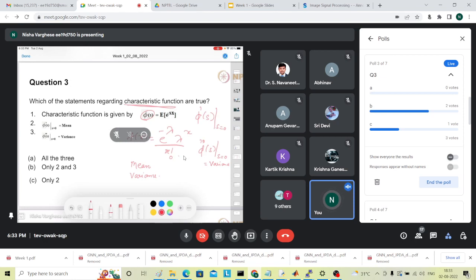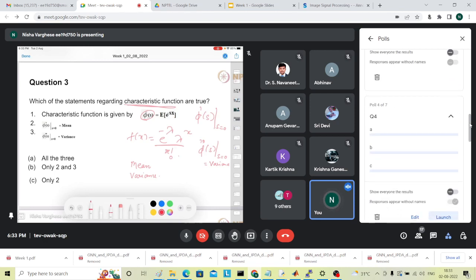Okay, the answer is first. So we'll go through one by one. The first statement is that the characteristic function is given by phi of s equal to the expectation of e raised to minus sx. Whether that is correct? Actually, no. The actual equation of the characteristic function is the expectation of e raised to sx, not a minus there.